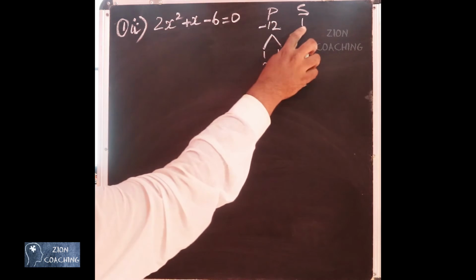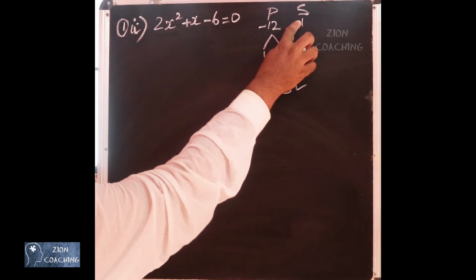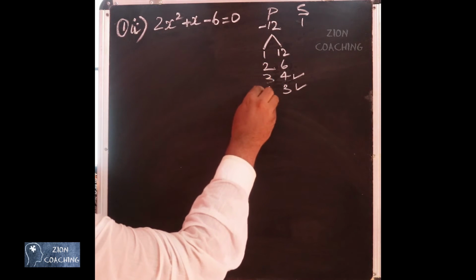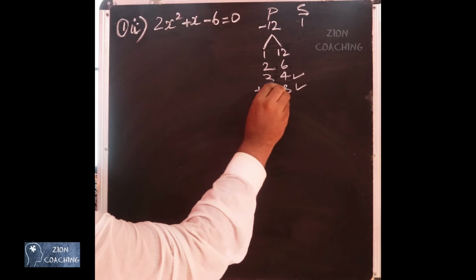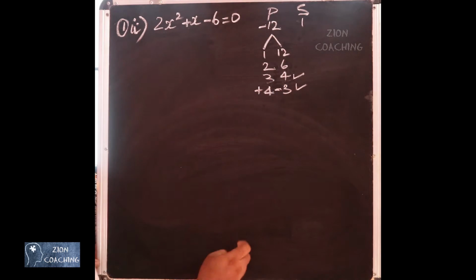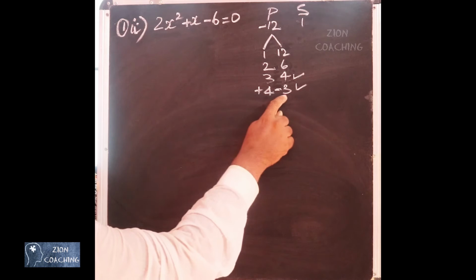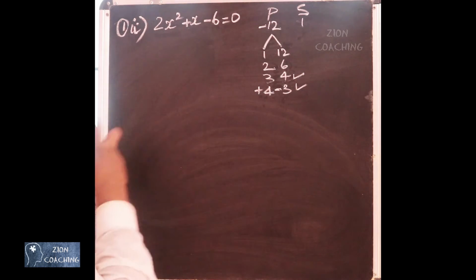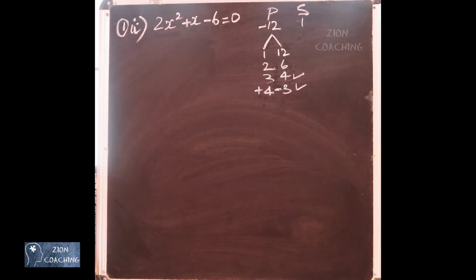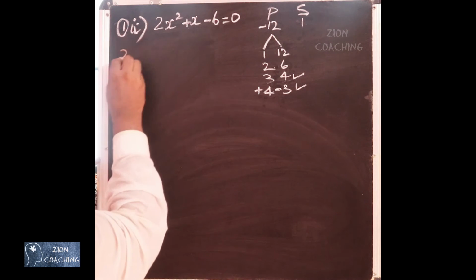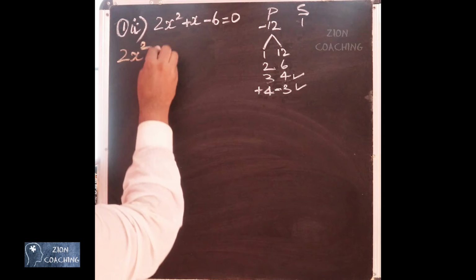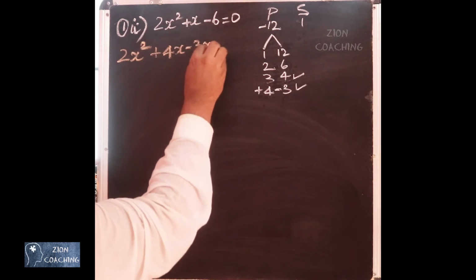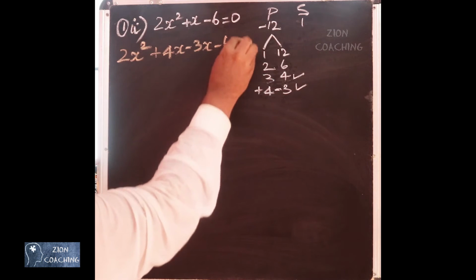Now you can see that the answer here is positive. We have 1. So the bigger number is going to take the positive symbol and the smaller number is going to take the negative symbol. 4 into minus 3 is minus 12. 4 minus 3 equal to 1. So the given equation can be written as 2x squared plus 4x minus 3x minus 6 equal to 0.